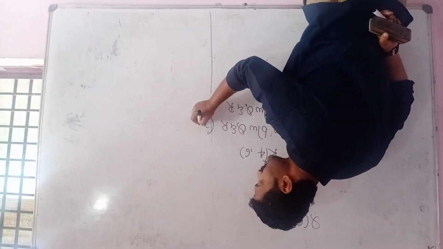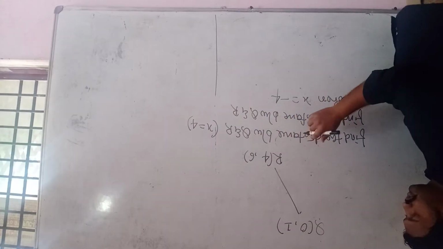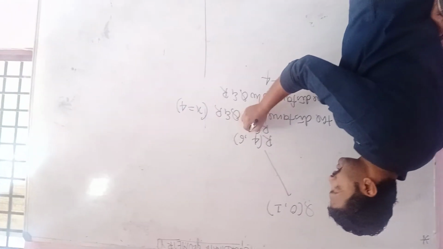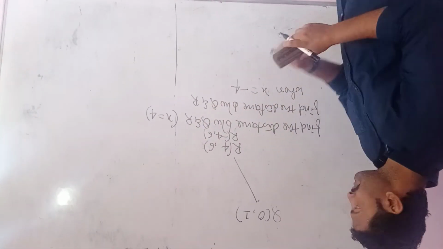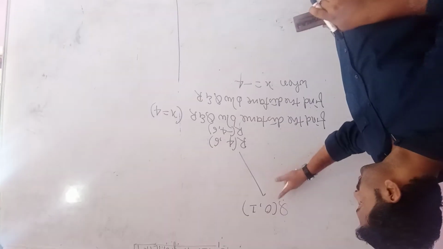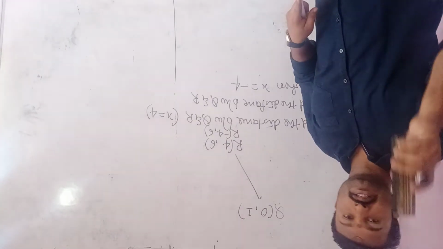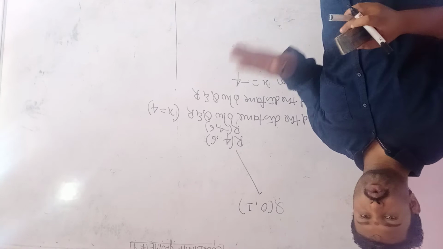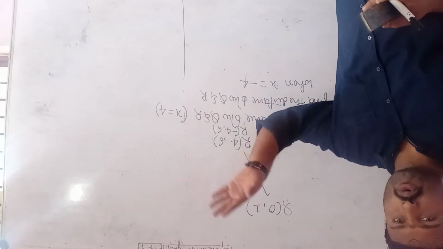This is x equals 4. You have to find out two conditions here. One time 4 comma 6, one more time minus 4 comma 6. Check how much you will get as the answer when x equals 4, and when x equals minus 4.